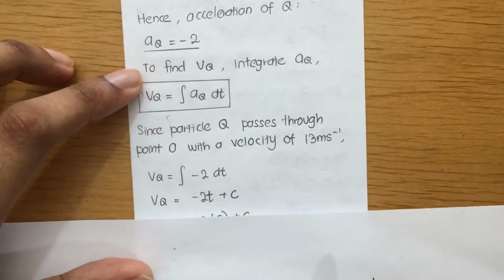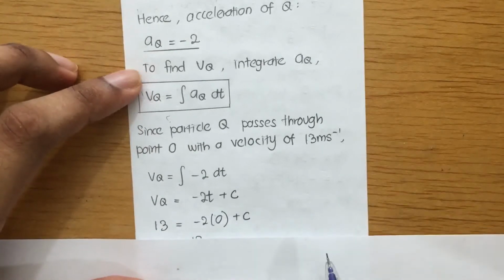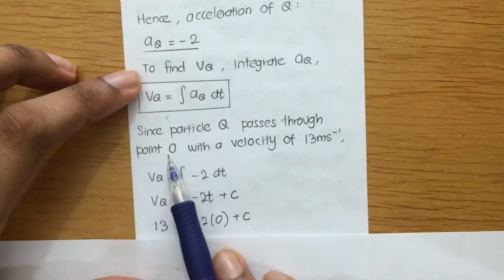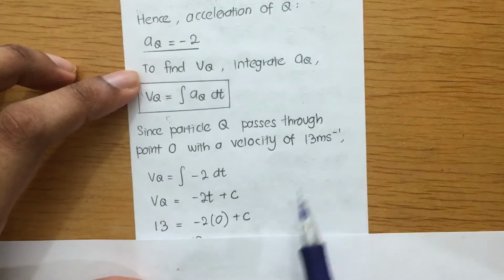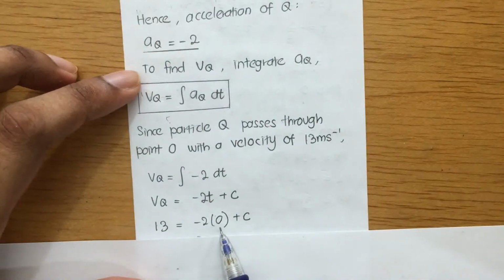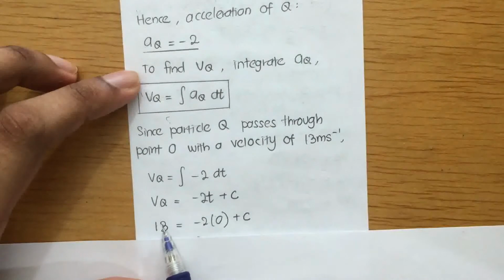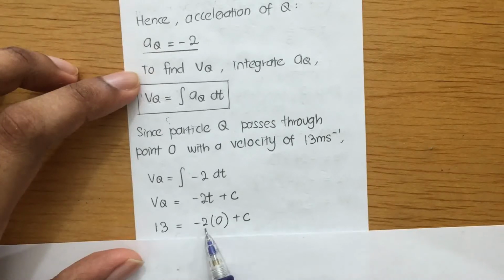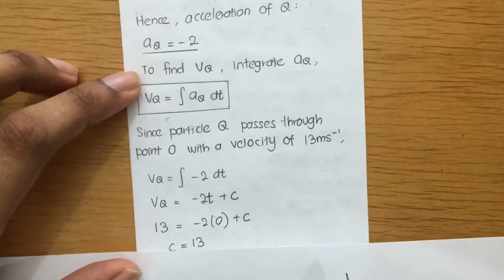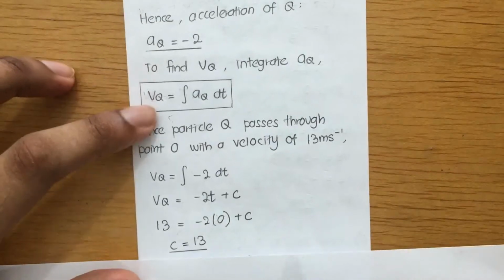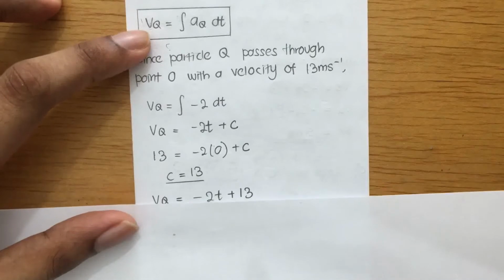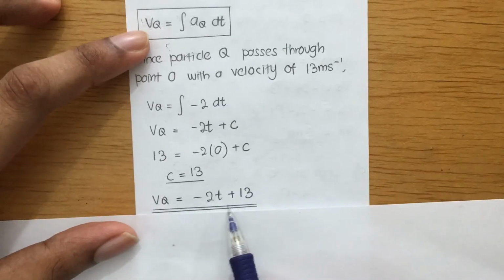Okay, let us continue. So the question already mentioned that particle Q passes through point O with a velocity of 13 meter per second. That means when your time is equal to 0, your particle Q already passed through point O with a velocity of 13 meter per second. So you substitute these two values respectively. 13 equals negative 2 times 0 plus c. So from here you get c equals 13. From here you get your velocity Q equals negative 2t plus 13.